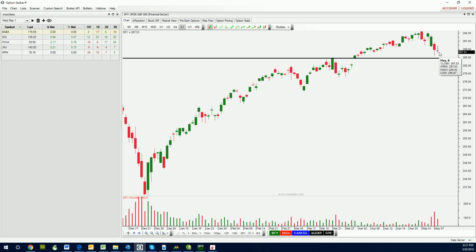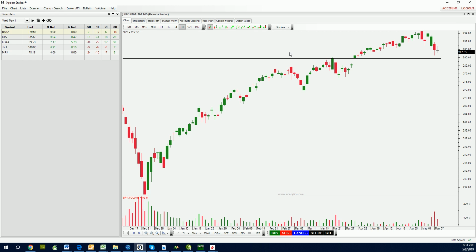Now, these tariffs didn't come out of left field. This is something that's been talked about before. They needed to get the deal signed by Friday in order to avoid this, but the negotiations are dragging on. This is a binary event. We do not know how it's going to turn out.